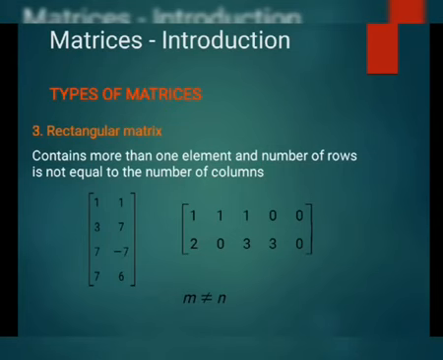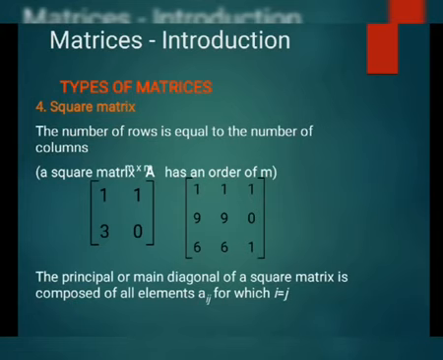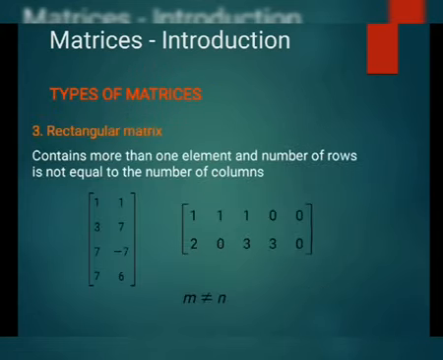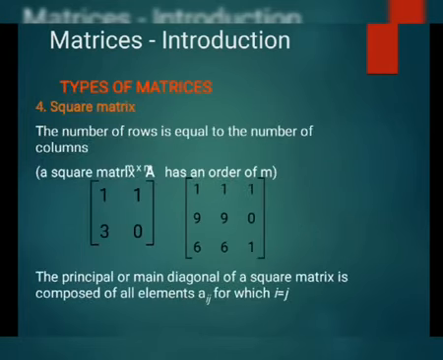After that, look at the second example. Here it has 2 rows and count the number of columns: 1, 2, 3, 4 and 5. It means 5 columns and 2 rows. So it is again a type of rectangular matrix. After that, the next type of matrix, again an important type of matrix, is the square matrix. In a square matrix, the number of rows and number of columns are equal.